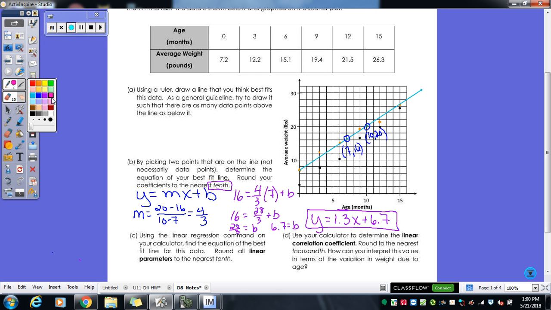Part C wants us to use our linear regression command on our calculator to find the true equation for our line of best fit. We're going to round all of our parameters to the nearest tenth. So in your calculators under L1, you're going to type in the age in months. Under L2, you're going to type in the average weight in pounds.